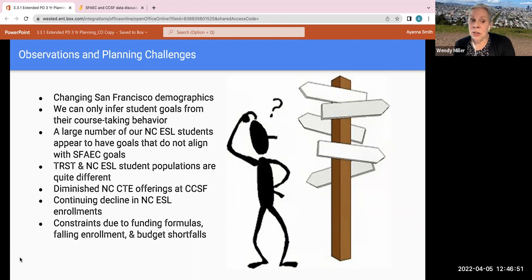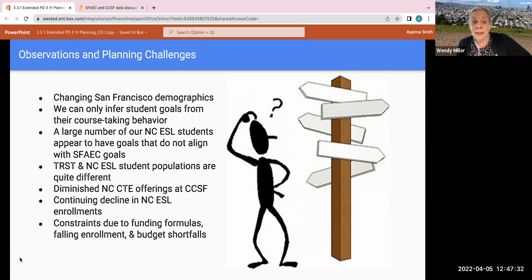We have at the college a diminishing number of non-credit CTE offerings. And because curriculum at the community college belongs 100% to faculty, and departments are looking at reduced instructional budgets, the ability to create a responsive new short-term vocational training is very limited. We have had a continuing decline in enrollments in our non-credit ESL department. That decline began in 2008 and continues to this day. And of course, COVID has exacerbated that.